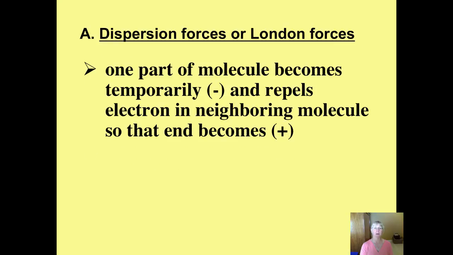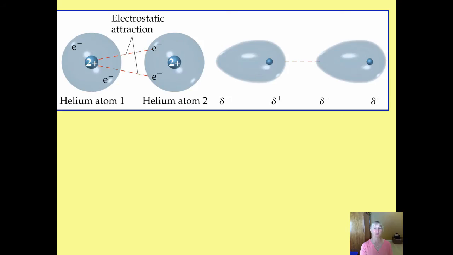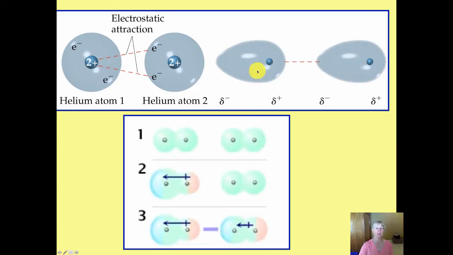So let's take a look at a picture of this. One part of that molecule will become kind of negative, the other end will become kind of positive, and the oppositely charged ends will be temporarily attracted to other partially positive, temporarily so, molecules or atoms. So that's a mouthful. Let's take a look at this picture. What I want you to consider is these are two helium atoms, 1 and 2, and this is the before picture. Notice they have spherical electron clouds, nothing's gotten distorted.